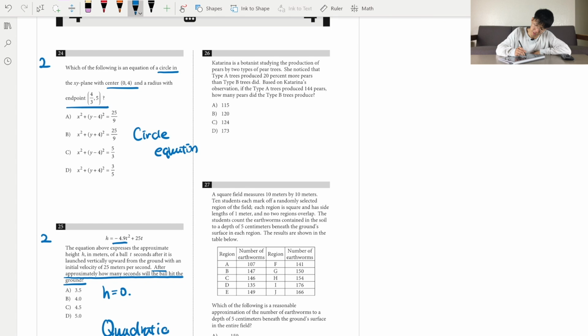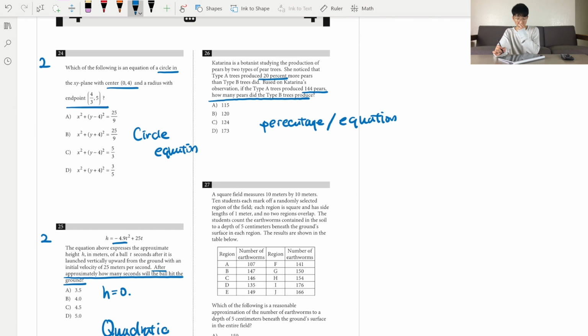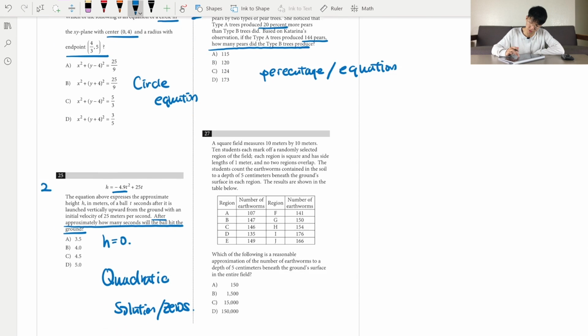26. So if I read the question only, it says based on Katerina's observation, if the type A trees produced 1044 pairs, how many pairs did the type B trees produce? So it's a percentage and probably an equation setup problem. So you're looking for how many pairs type B produced. Difficulty 2.